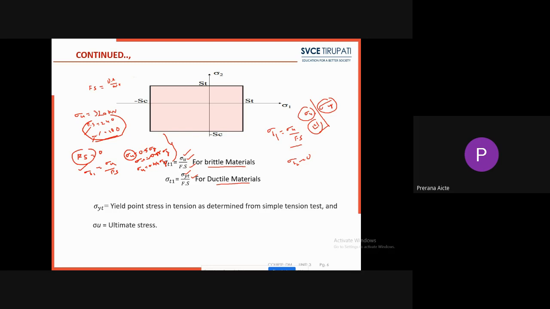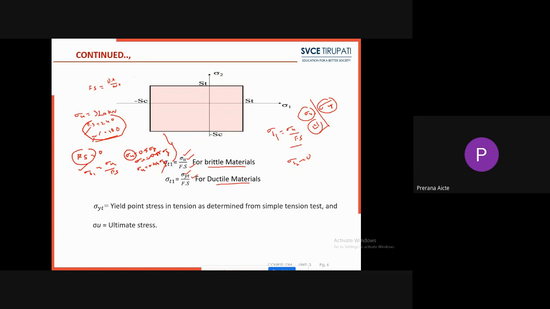In the GATE examination, they will not give any direct data. Based on the given problem, first understand the ways to solve it. One way is to calculate the factor of safety and, based on it, calculate sigma T1. Or if they are not giving any design stress and working stress, how do you calculate sigma T1? Based on the type of material. If they give brittle material, sigma U is equal to 0.44 sigma Y. They will give the yield point stress value.